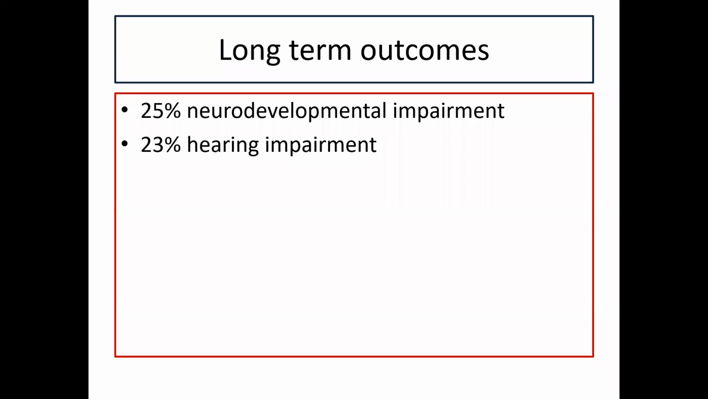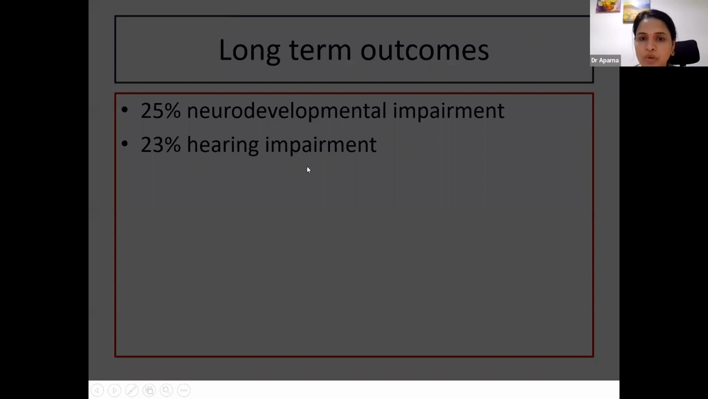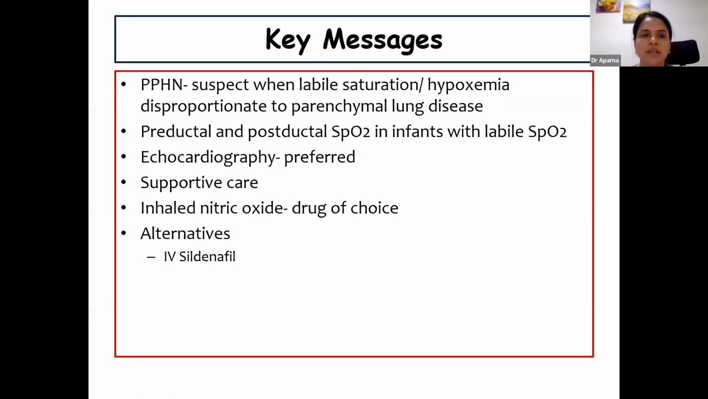So the long-term outcomes of newborns with PPHN are not uniformly reassuring. There is a 20 to 30% risk of neurodevelopmental impairment and hearing impairment, particularly those who have been treated with nitric oxide. So I'll summarize with the following key messages.